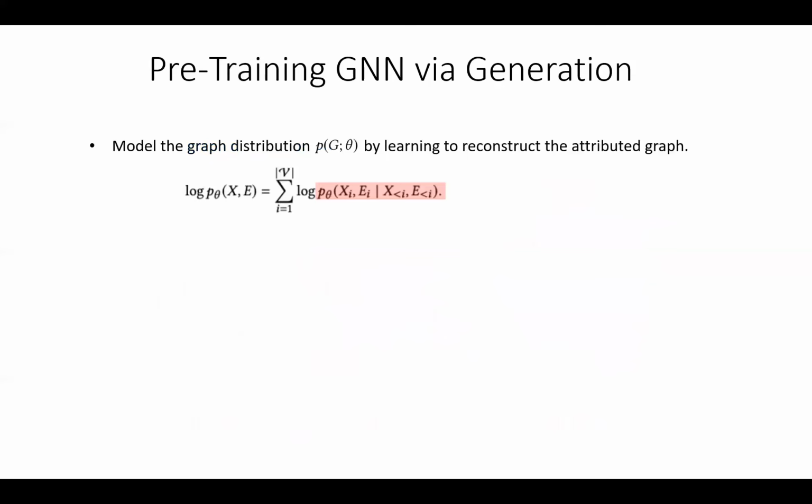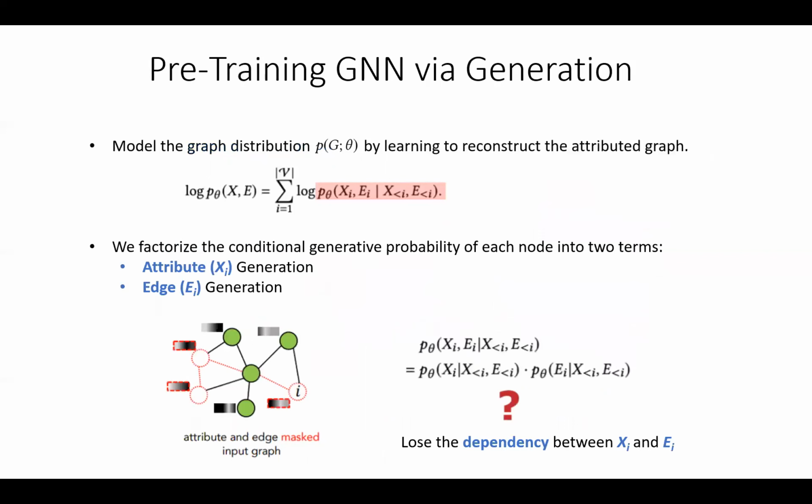Following the existing discrete generation methods, we autoregressively factorize the probability objective, which means that the nodes in the graph come in an order, and the links are generated by connecting the new arriving nodes to all existing nodes. As we'd like to capture both attribute and structure information, we need to factorize the conditionally generated probability for each node into two terms, the attribute and edge generation.